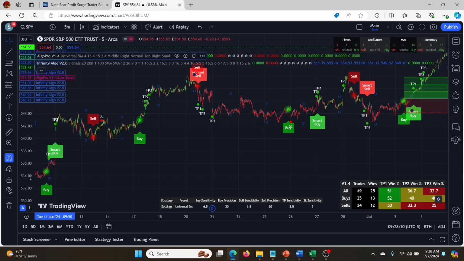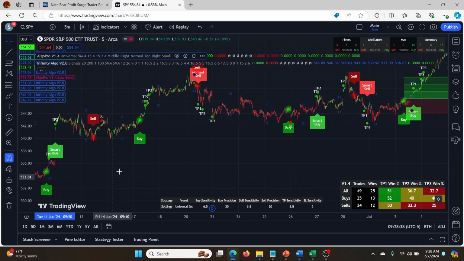So the comparison here, the first thing that I really notice is that Infinity Algo tends to be a little slower off the mark, right? So you can see that AlgoPro, this signal right here on the bottom left, AlgoPro got in earlier on this buy signal than this one, which is the Infinity Algo. So you'd have made more money on this one than you would if you'd gone with Infinity Algo.